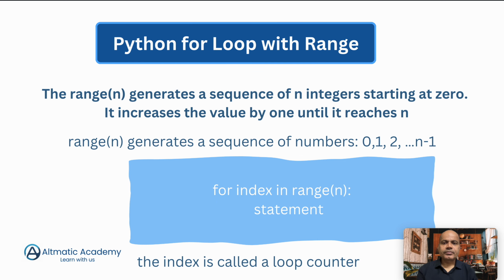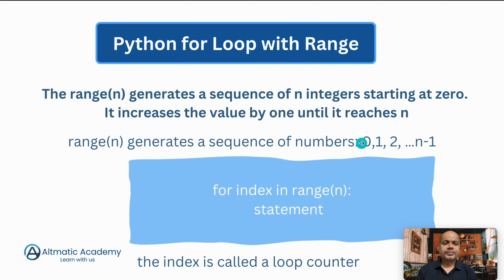Now the next point is Python for loop with range. Range is a very important function in Python, and generally it's used when we have a range of numbers and from that range we are getting the values. If you see the definition here, range(n) generates a sequence of n integers starting at 0. So it increases the value by 1 until it reaches n. Range(n) generates the sequence of numbers 0, 1, 2, up to n minus 1. Yes, if you see n minus 1, it means it starts from 0.